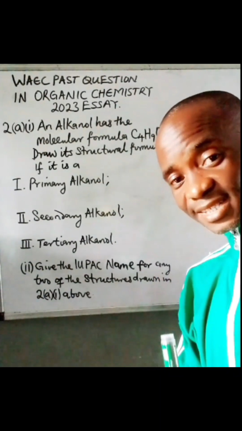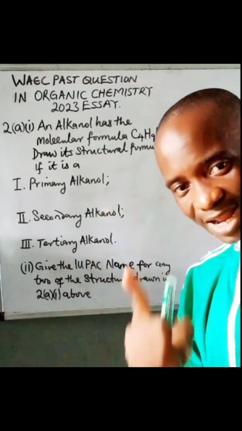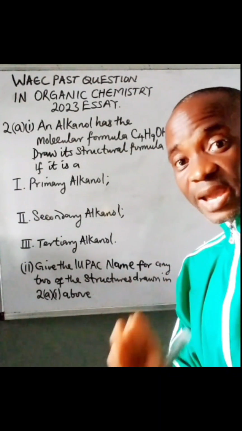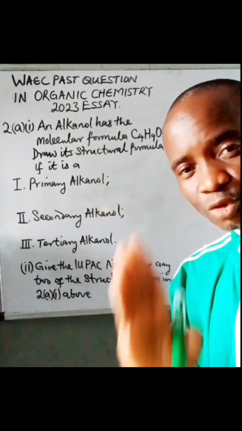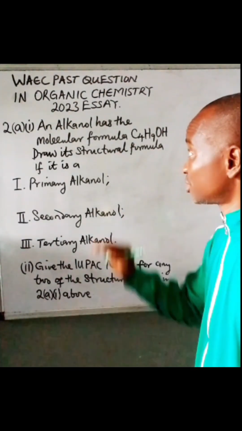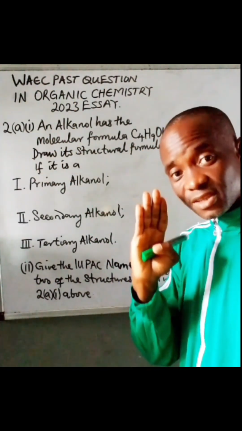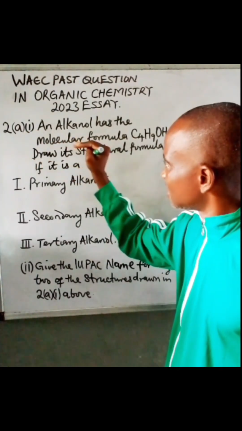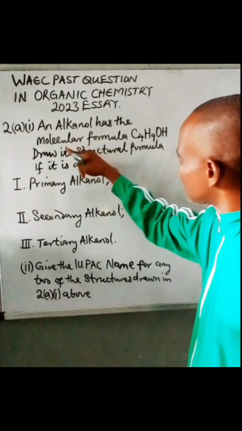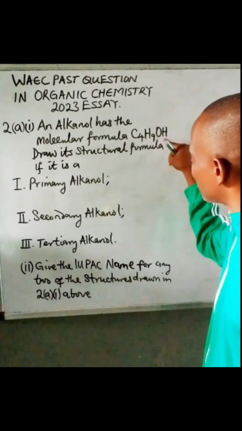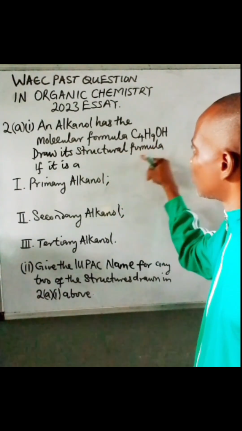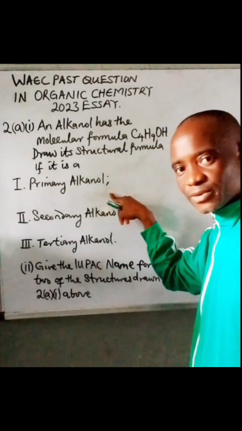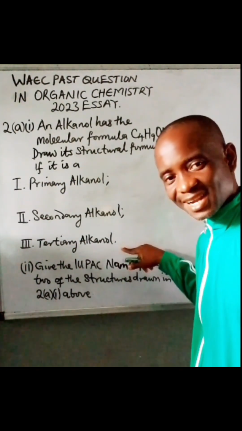This question will test your basic understanding of alkanol. Today we are dealing with WAEC past question in organic chemistry 2023. In this past question, number 2A is purely alcohol, and 2AI says an alkanol has the molecular formula C4H9OH. Draw its structural formula if it is a primary alkanol, secondary alkanol, and tertiary alkanol.